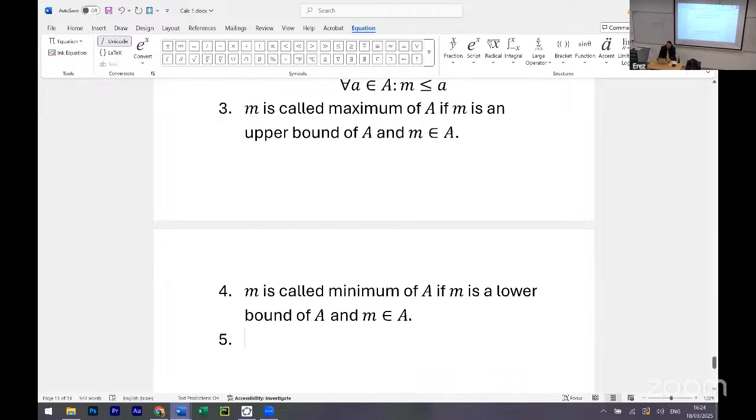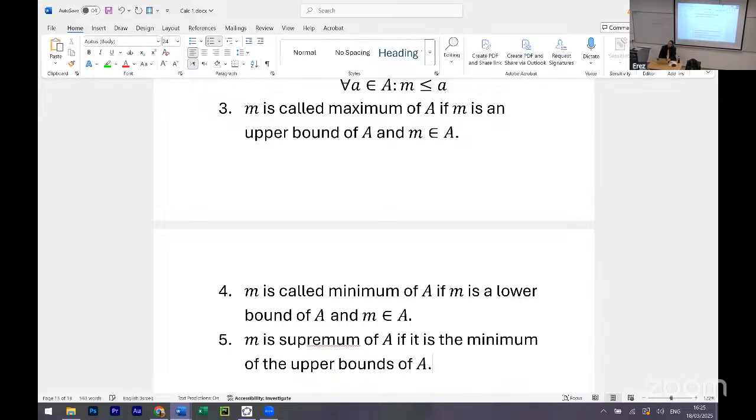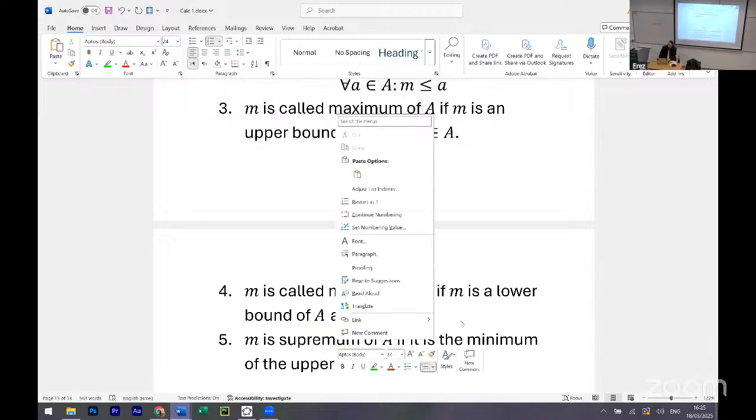And lastly, the last two, we say, stick to the same phrasing. M is the supremum of A, or sup A, if it is the minimum of the upper bounds of A. If you have the minimal upper bound, the smallest upper bound, like the word supremum.